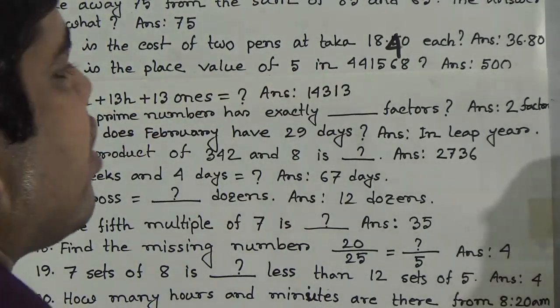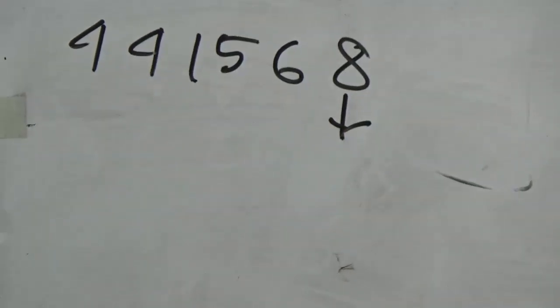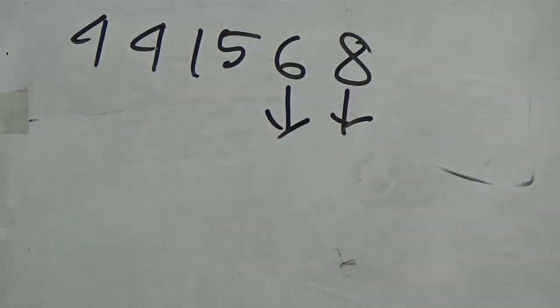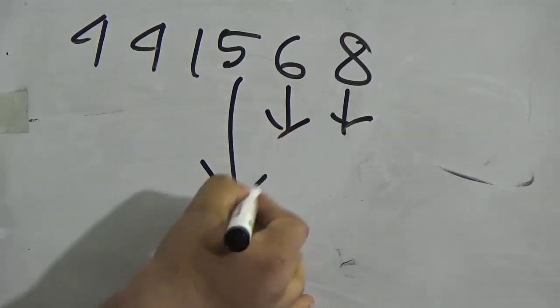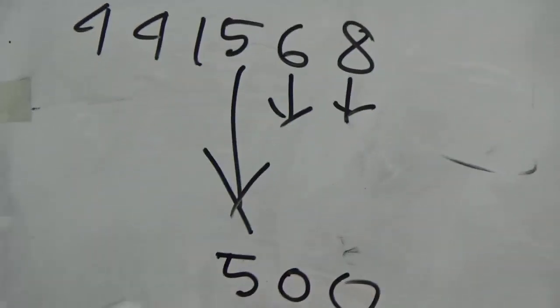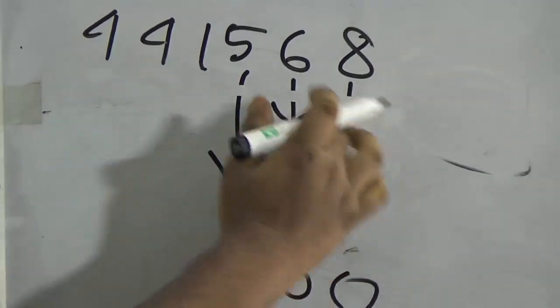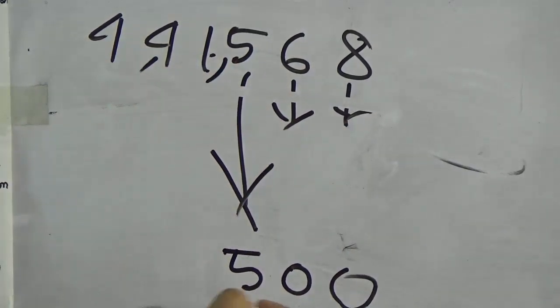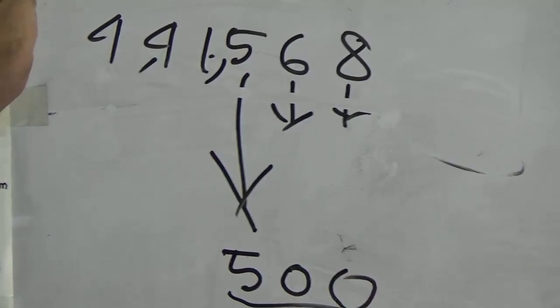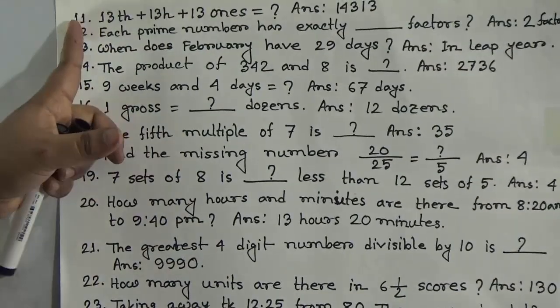Our next question is, what is the place value of 5 in this number? The number is 441568. 8 is in 1's place, 6 is in 10's place, and 5 is in 100's place. So the place value of 5 in this number is 500.